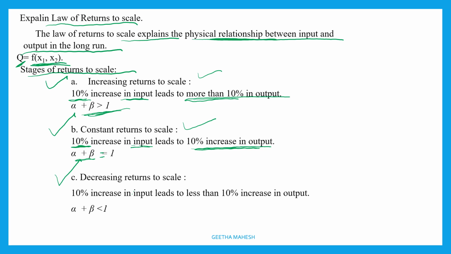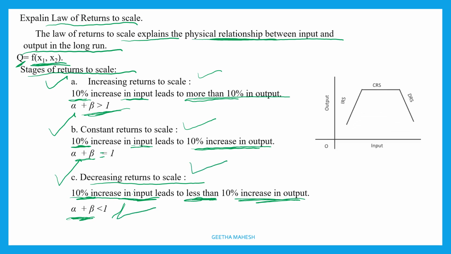And if you consider decreasing returns to scale, a 10% increase in input leads to less than a 10% increase in output. So according to Cobb-Douglas, alpha plus beta should be less than 1. In that stage, we can say there is an operation of decreasing returns to scale.